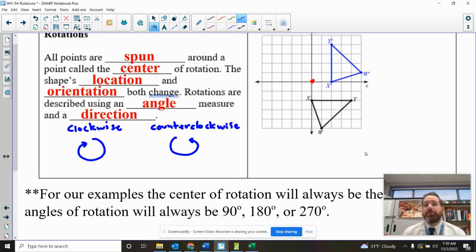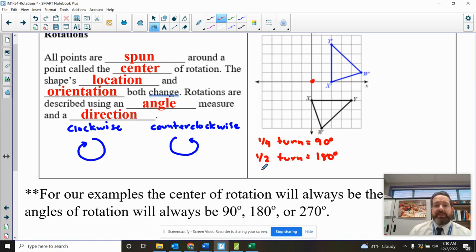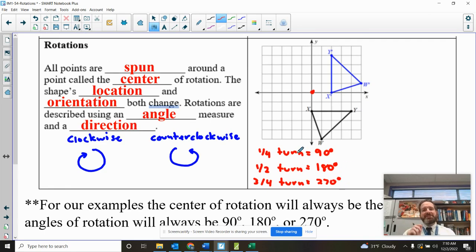When it comes to the amount of rotation, we're only going to have these options. If you go 1/4 of the way around, so a quarter turn, that's 90 degrees. A half turn is 180 degrees. And a 3/4 turn is 270 degrees. Now this is important because it turns out there are actually a few different ways to describe a rotation if you haven't seen it happen. Here's what I mean.